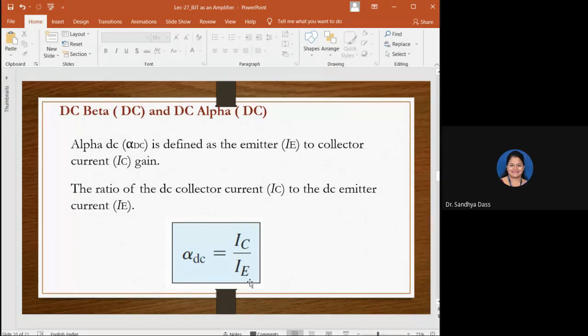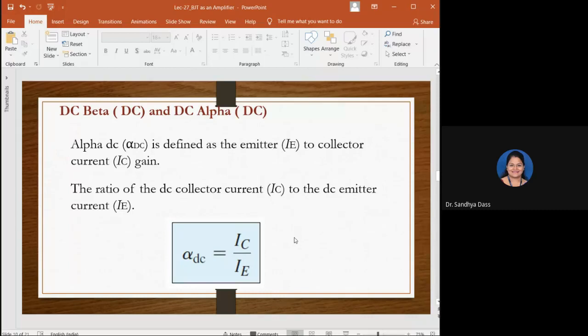So alpha DC is nothing but it is defined as emitter to collector current gain. I hope you're with me.